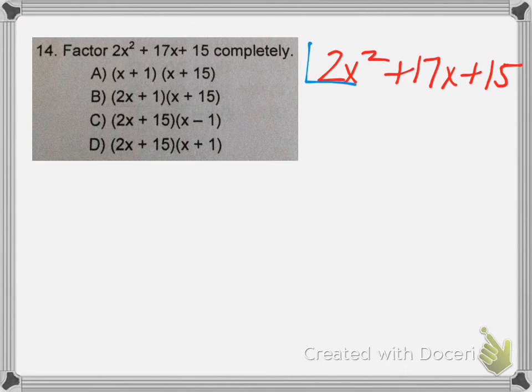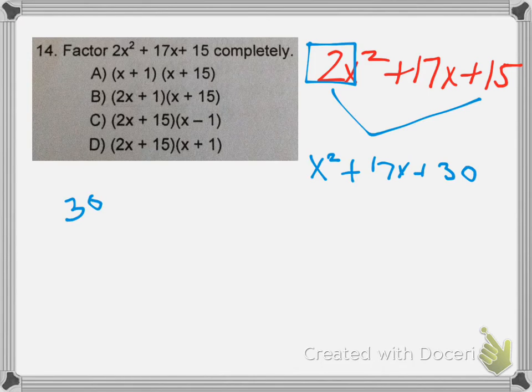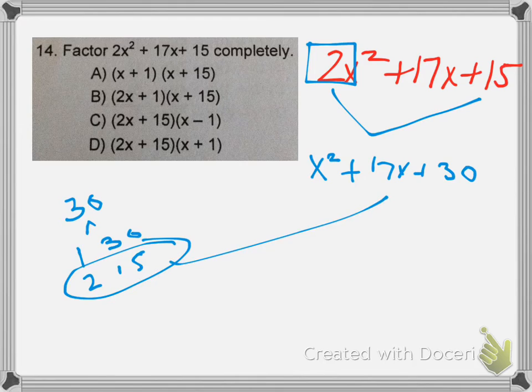Alright, factor 2x squared plus 17x plus 15. This one is a little bit more complicated because that 2 is up front. So what you're going to do is multiply that 2 by that 15. That's going to change this problem to 30. Now you'd think your multiples of 30 are 1, 30, 2 and 15, and I'm going to stop right there because 2 and 15 add up to 17. So now I'm going to write these down.